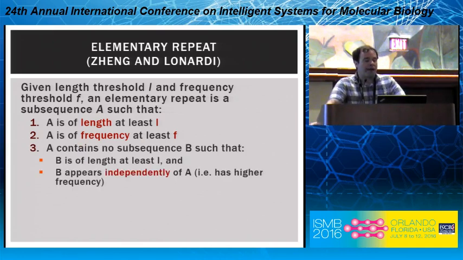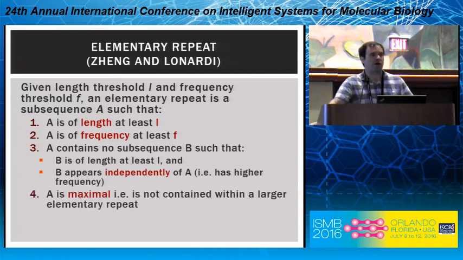Here's the important one. A contains no subsequence B such that B is long enough to be considered elementary and occurs independently of A. So you have your multiple copies of A across the genome, each of them contains a subsequence B, and B cannot appear anywhere else. And finally, these have to be maximal. An elementary repeat cannot be contained within something else that also meets the definition of an elementary repeat. So they're as large as possible.